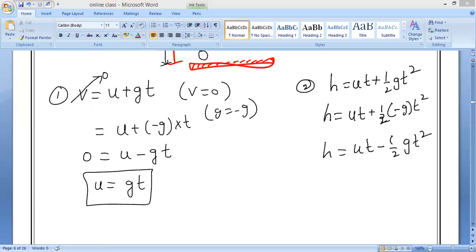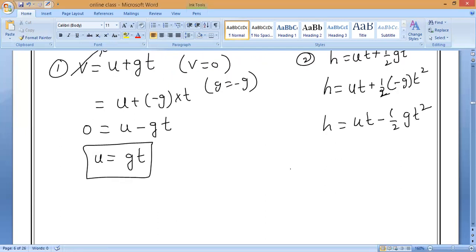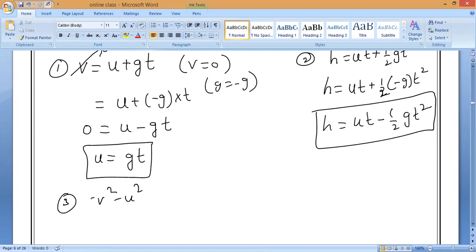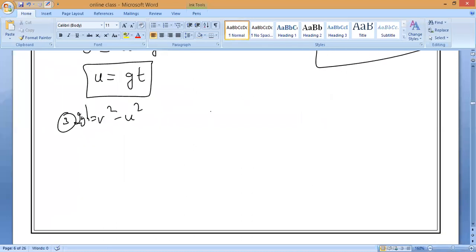Next, the third equation. What is the third equation? 2GH is equal to V square minus U square. Now, what will happen? Final velocity is 0, and in place of G we put minus G. So 2GH is equal to minus U square, so now U square is equal to minus 2GH.